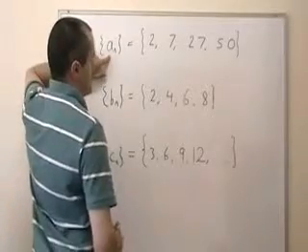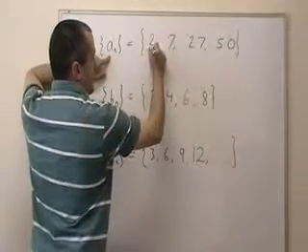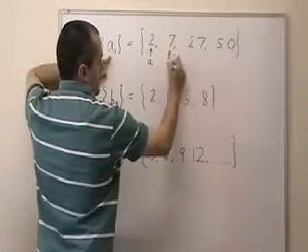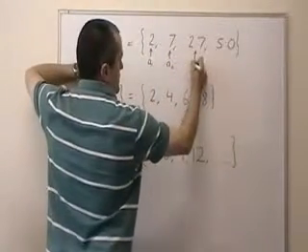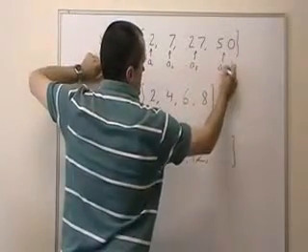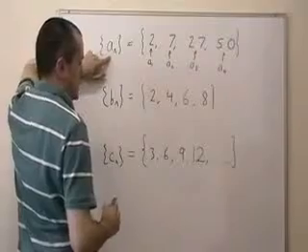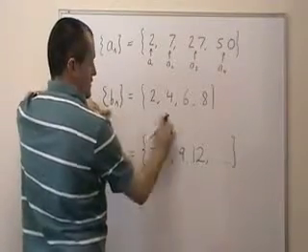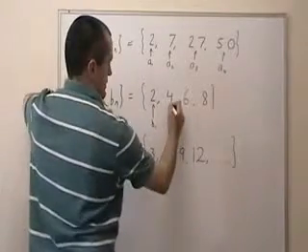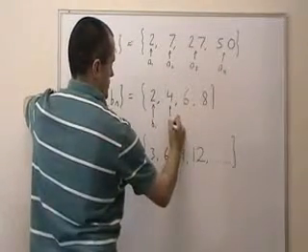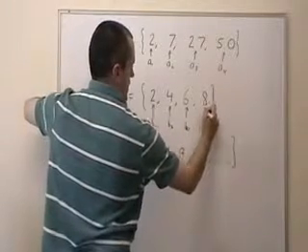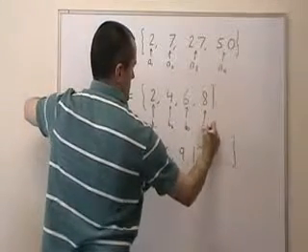So because this sequence is called An, we would call this element A1, this element A2, this element A3, and this element A4. Similarly, because this sequence is called Bn, we would call this element B1, this element B2, this element B3, and this element B4.